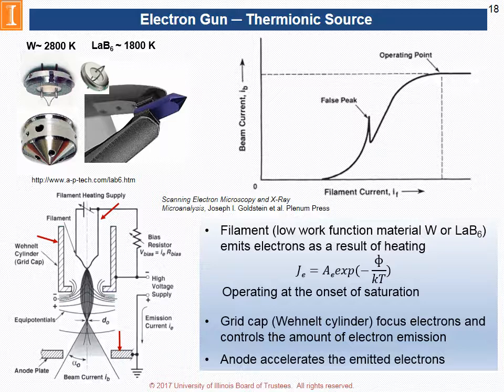The filament emits electrons as a result of heating, according to Richardson's law. With the heating, as temperature increases to a certain point, the electron emission current starts to increase, but eventually it will reach saturation. And usually we operate the gun at the onset of this saturation.